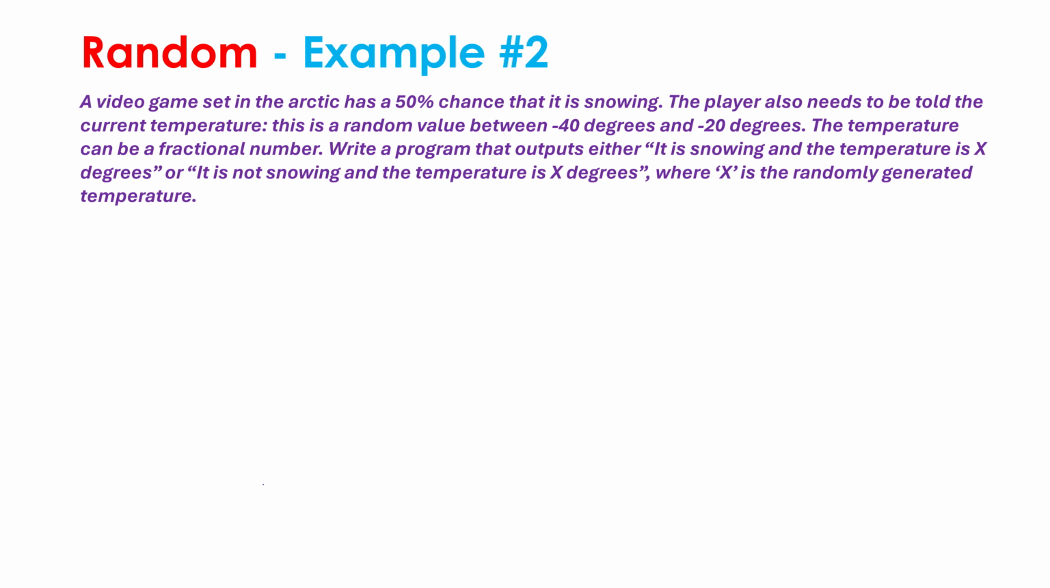Right, a lot to unpack again in this question. I'm deliberately putting a lot of stuff in these. Well, we first of all have two aspects of randomness. It's either going to snow or not. There is a 50% chance, so that is a random decision.